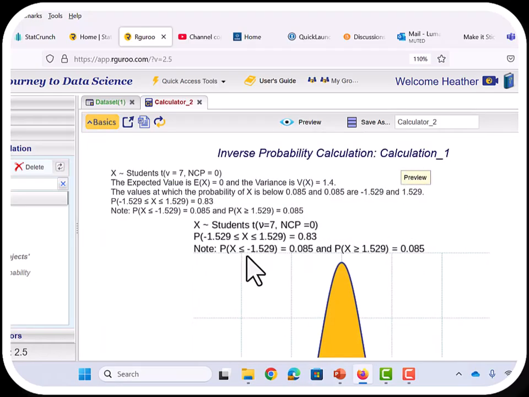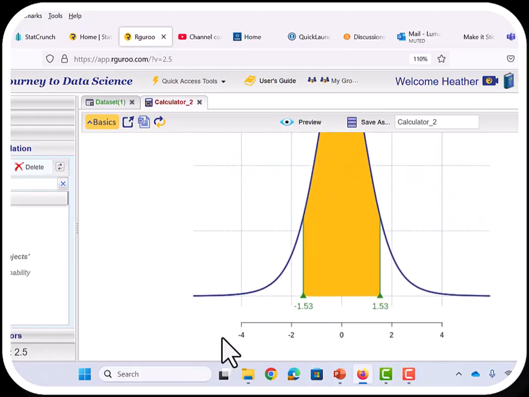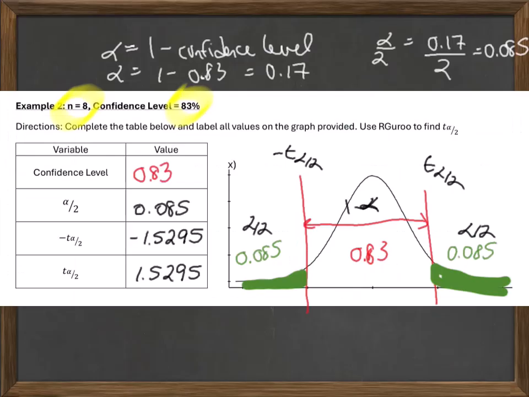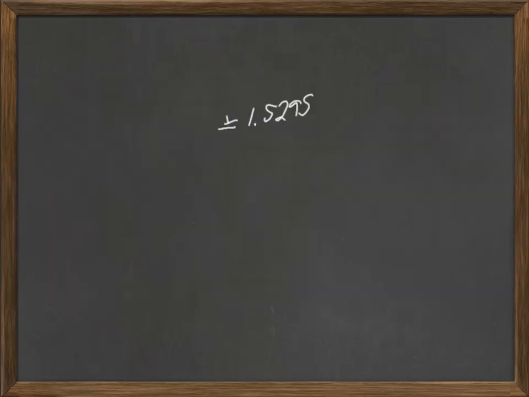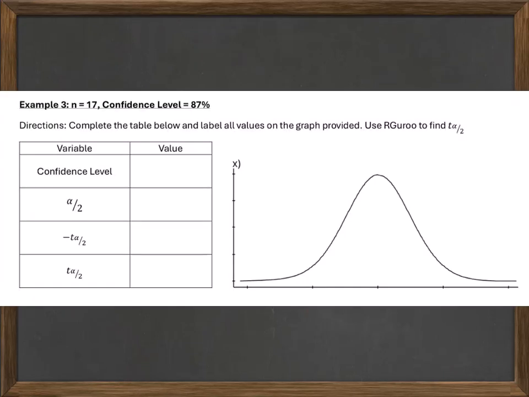Okay, so you can see our t values are right here, and again, if you scroll down, you get a visualization of what this graph looks like. And doing that, we find that our t values are negative and positive 1.5295, and so now our picture is complete. All right, let's do one more example.